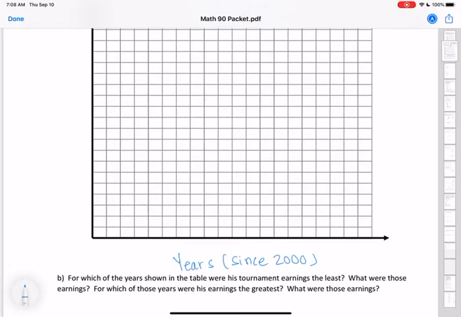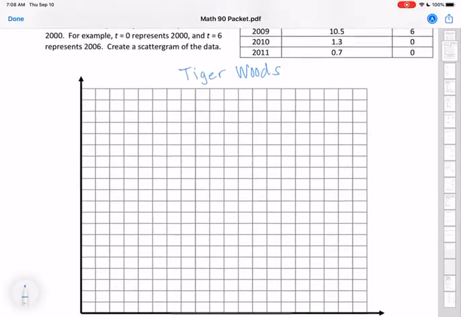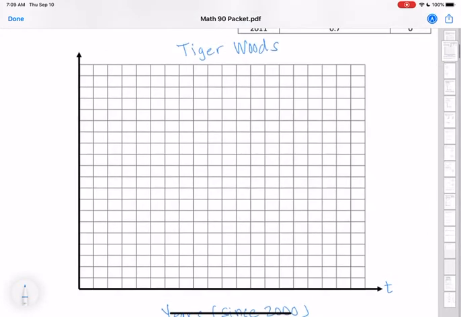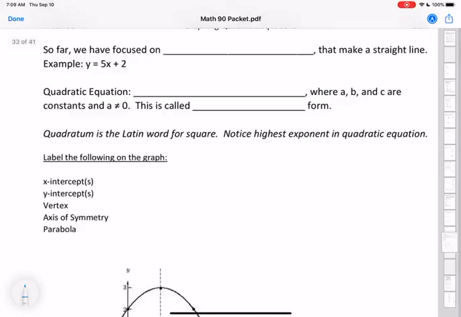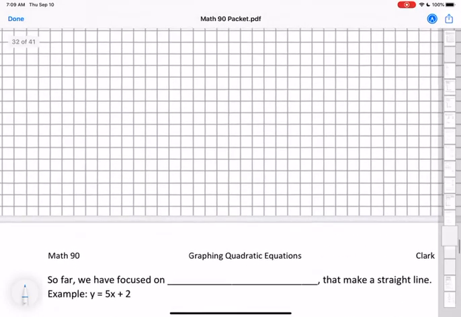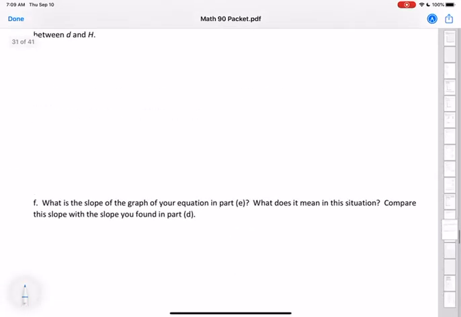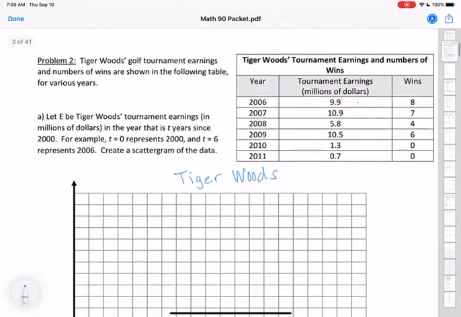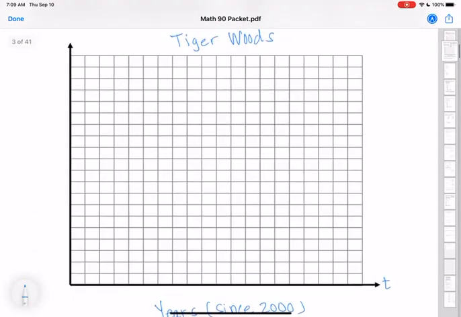And then that was what letter? T years. So we'll put a little T. Off the side, we have our earnings in millions of dollars. Oh, I jumped ahead. Well, it really jumped ahead. All right, so our earnings in millions of dollars. And they want us to use capital E.